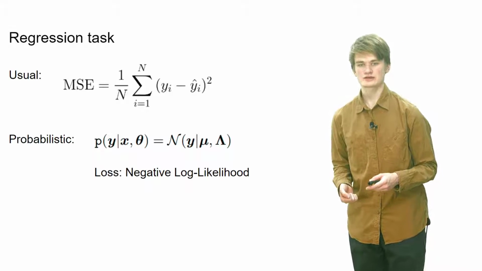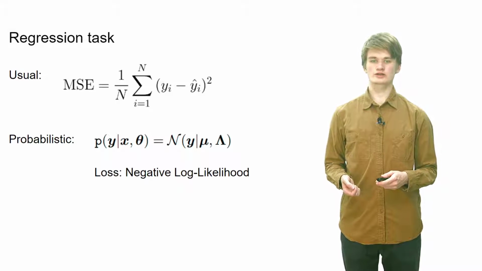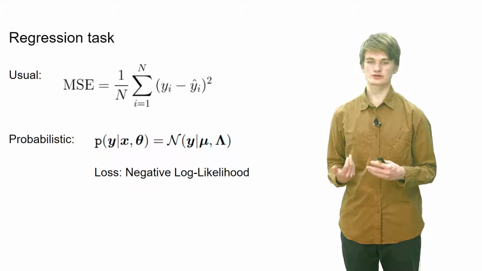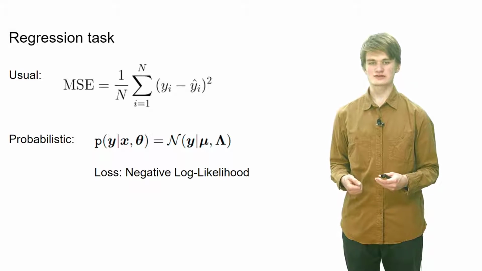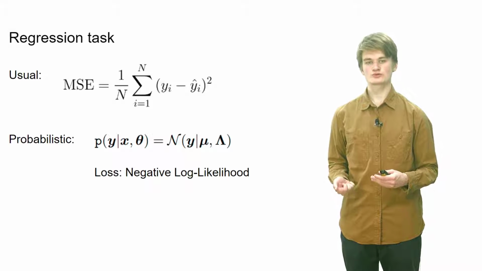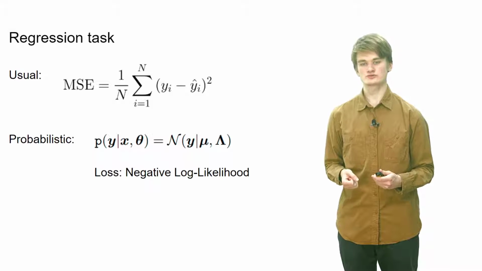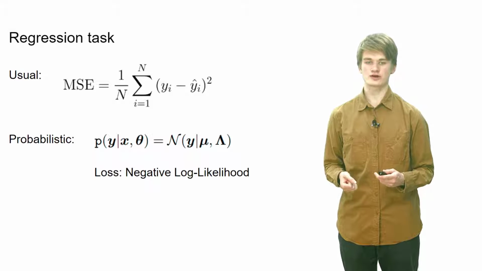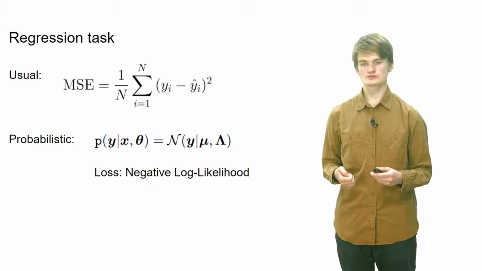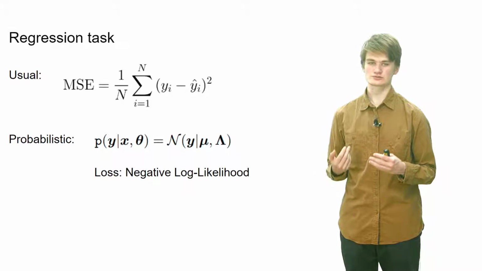To calculate the uncertainty measures, we can use probabilistic models. For example, we can consider that targets are produced by normal distribution. In this case, neural network will predict mean and variance. Mean will be responsible for answer, and variance will be responsible for confidence of our model. And we will use negative log likelihood loss to optimize this.